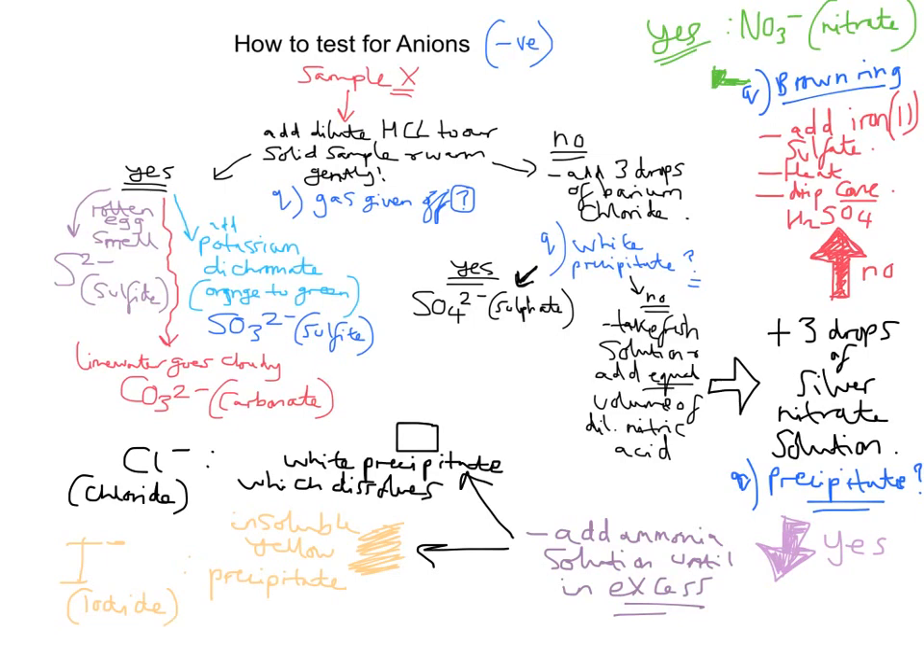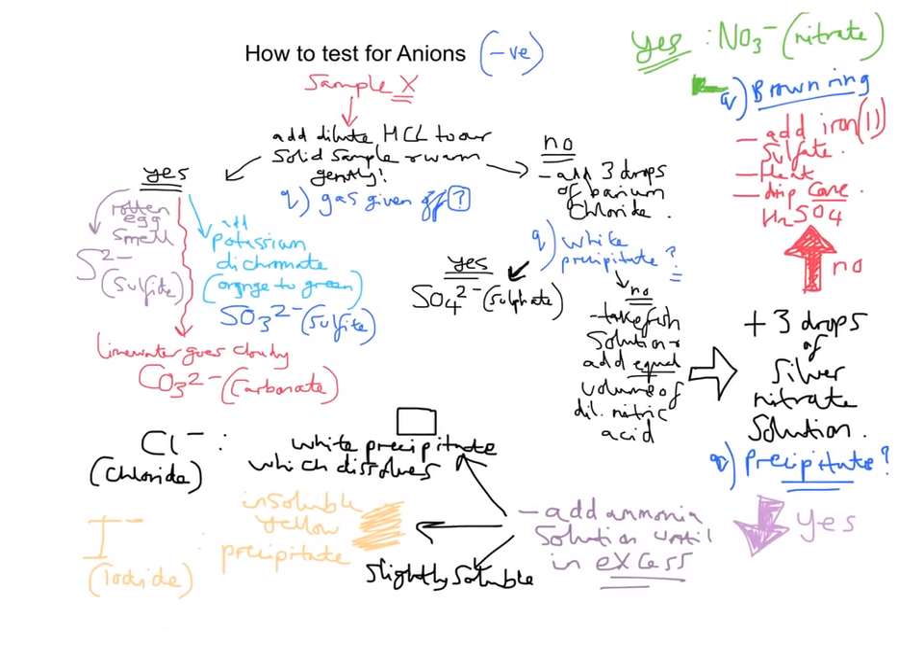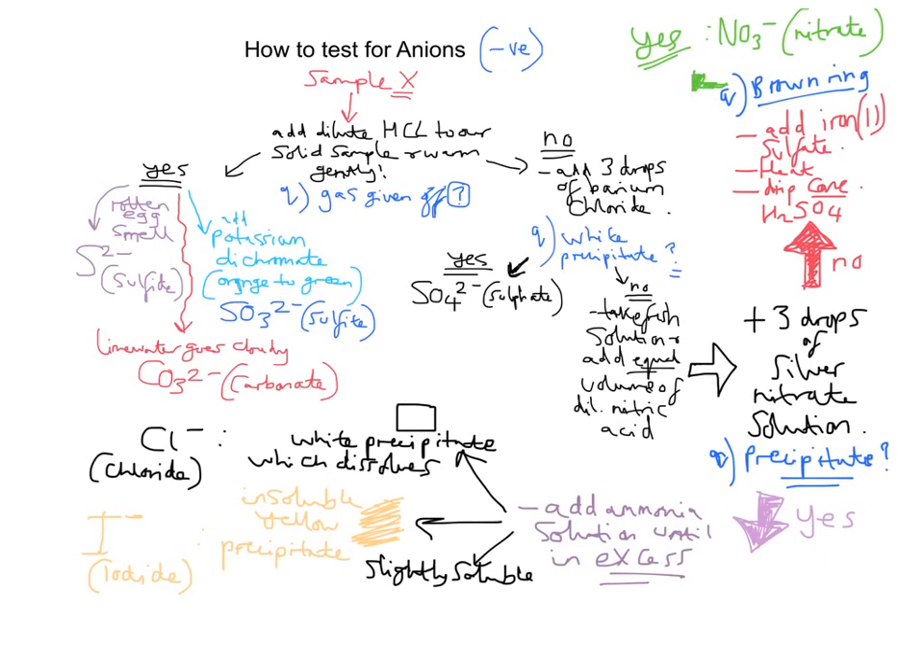which leaves us one option, and that's if we get a slightly soluble cream precipitate. So if we get a slightly soluble, I'll just reduce the screen ever so slightly to just fit this a little bit in here. If we get a slightly soluble cream precipitate, then what we will have found is the Br-, or the bromide anion. So there we go.